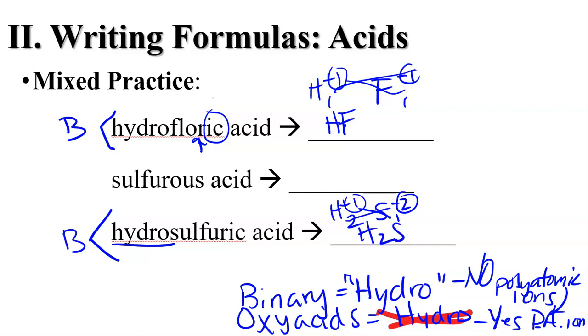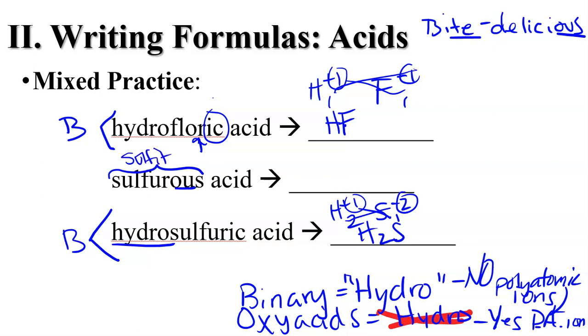All right, and then sulfurous acid, that OUS, let's see, that bite is delicious. So that OUS was ITE. So this is sulfite. Okay, so sulfite is SO3, -2. But first I'm going to write out my acid.